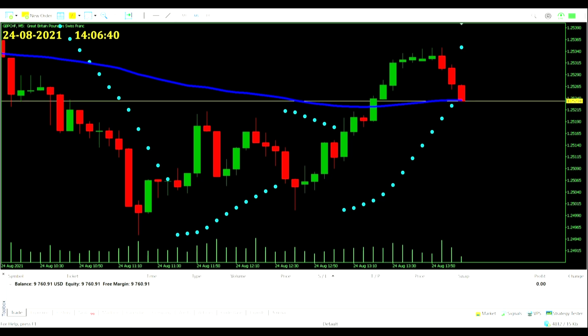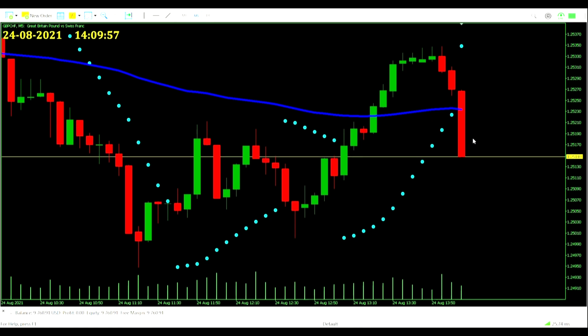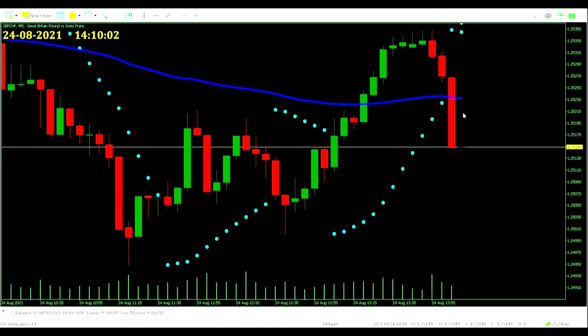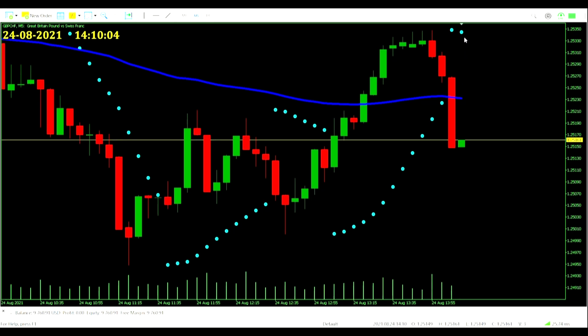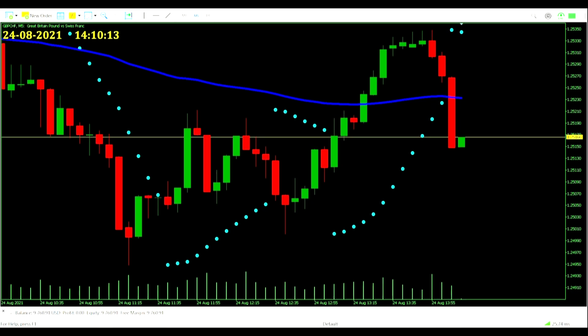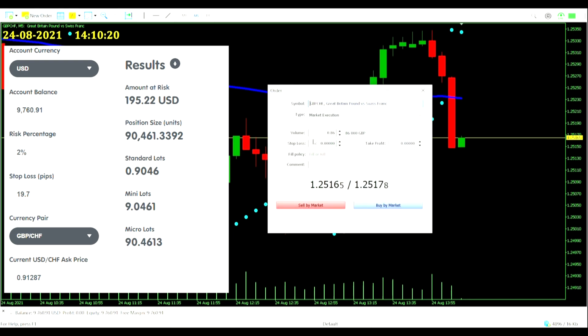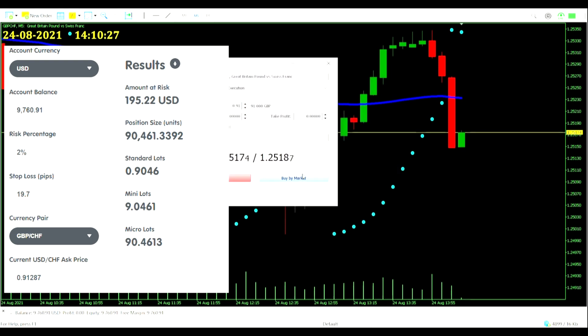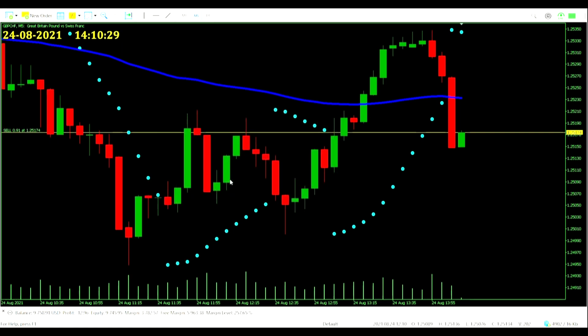Yeah, that sell-off accelerating for the British pound there, red pouring out of the candle, and we have seen the EMA close down. There's the dot, there's the down EMA, so this will be our entry. That's 19.7 pips. Our risk is on screen now. And we're in. We are right back in.